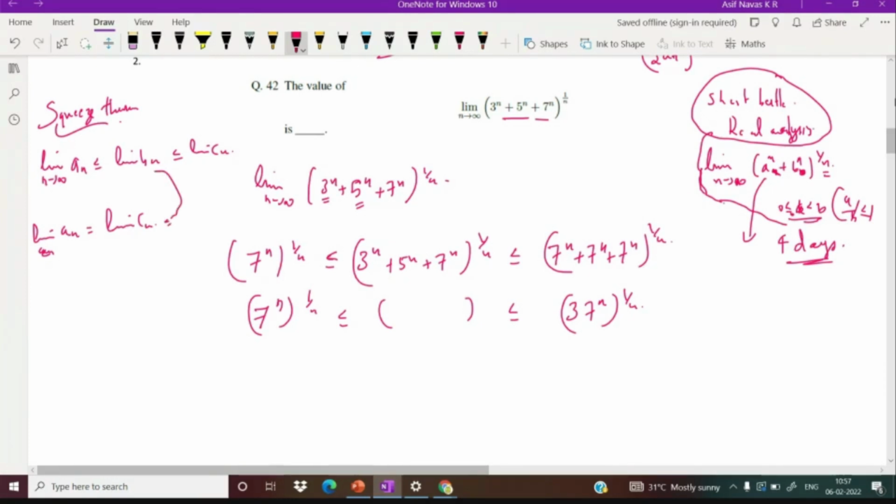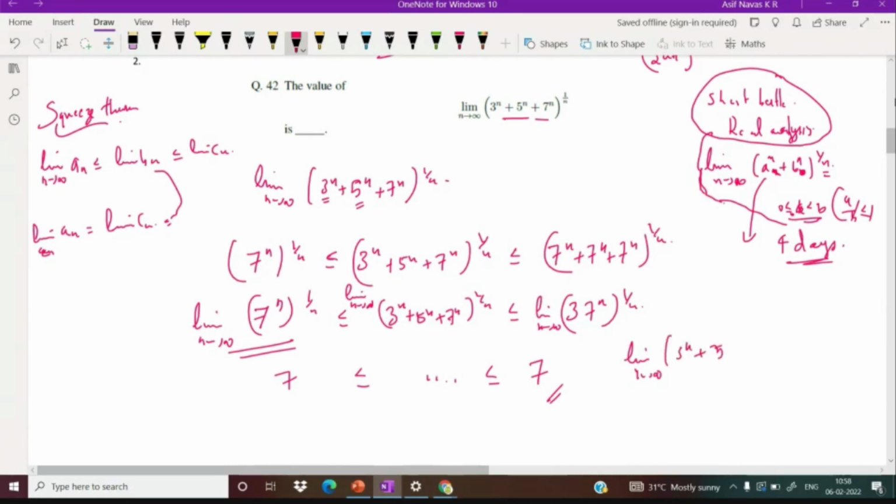So from here, if I am applying the limit as n tends to infinity of (3^n + 5^n + 7^n) all raised to 1/n, this limit is actually 7. This is less than or equal to this, and this is also 3 raised to 1/n, which is 1, 7 also, this is also 7. So by the Squeeze theorem, this limit, (3^n + 5^n + 7^n) all raised to 1/n, is 7. Okay.